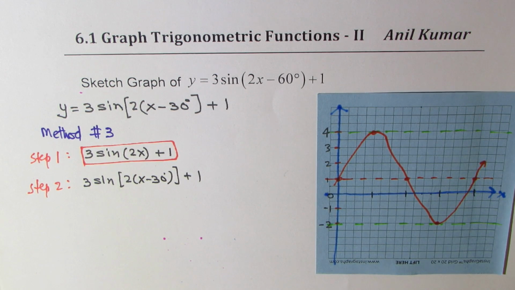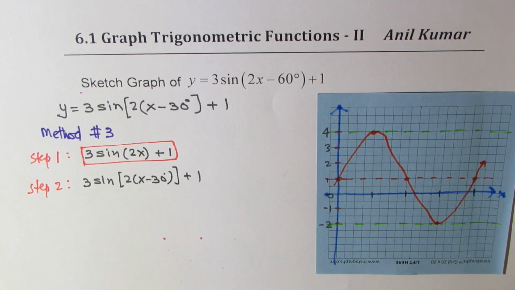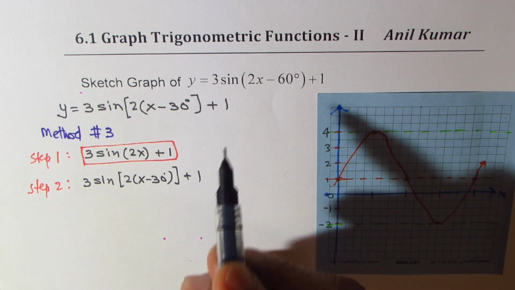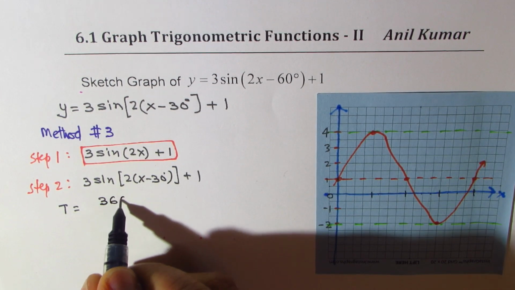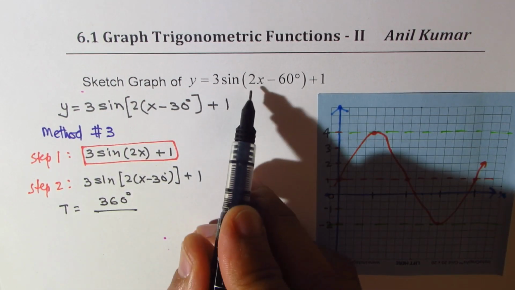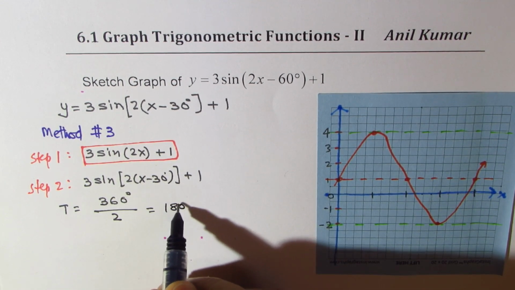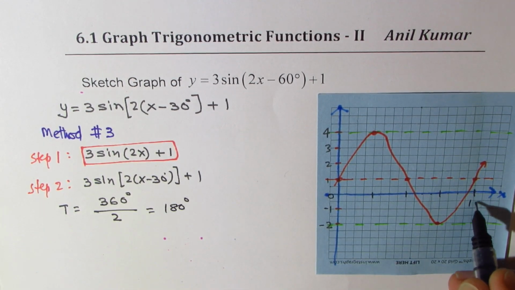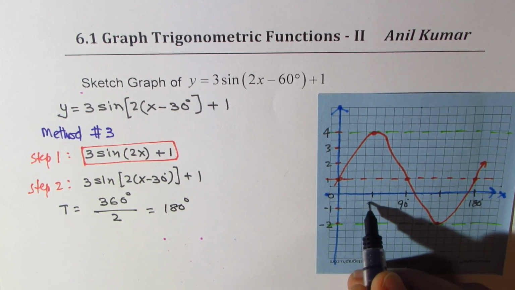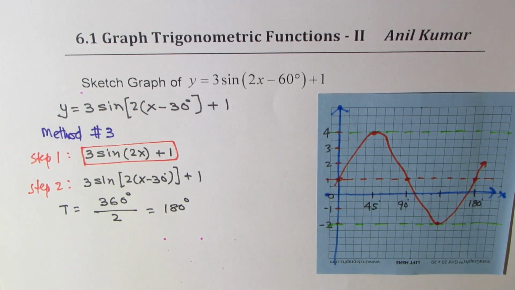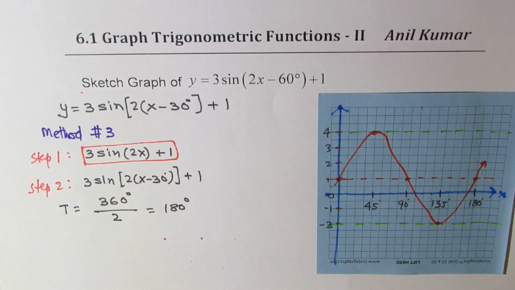Now what I need to do is to shift it 30 units to the right. What is my time period? Time period T in this particular case will be 360 degrees divided by the factor 2, which is 180 degrees. So this is 180 degrees. This much is 90 degrees, so this is 45. And we add 45 to 90, we get 135 degrees.